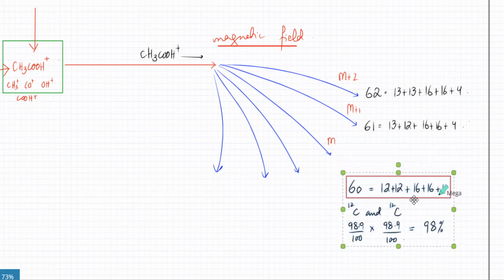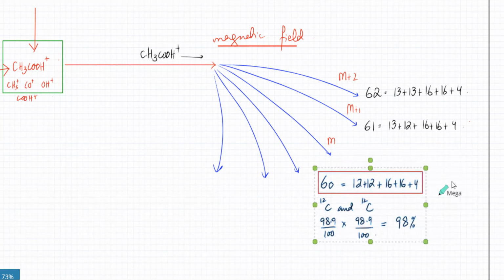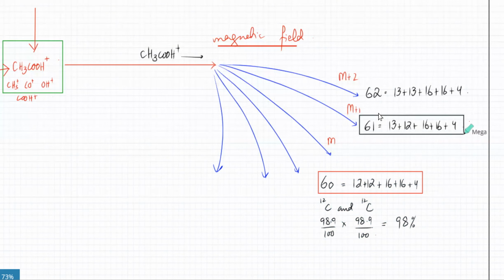So what's the probability of getting this thing over here? 61. Now in 61, you've got an OR option. Like if you know probabilities, it's either the first one is carbon 13 and the second one is carbon 12, or the first carbon is 12 and the second one is 13. So you've got two options, two scenarios. Either the first one is 12 and the second one is 13, or the first one is 13 and the second one is 12. So that means it's an OR statement.